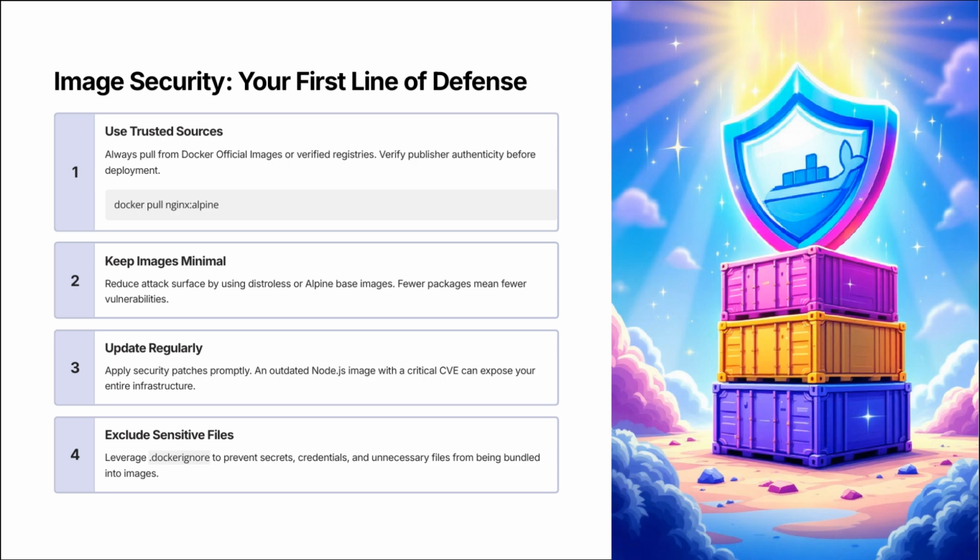Next, it's important to keep your images minimal. By using distroless or Alpine-based images, you can reduce your attack surface. Fewer packages not only streamline your environment, but they also mean fewer potential vulnerabilities.